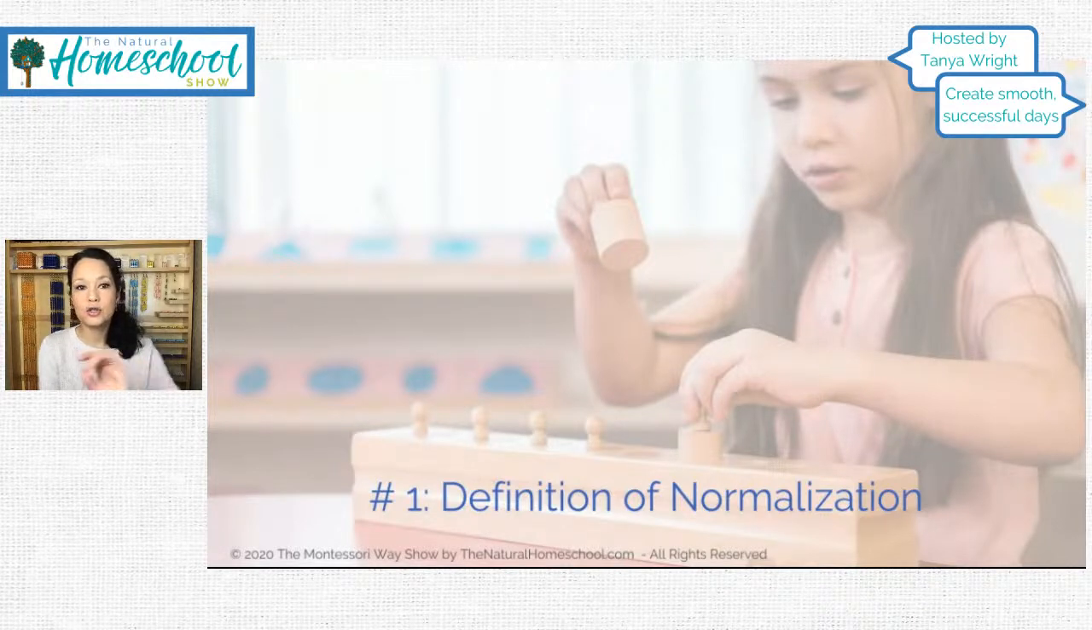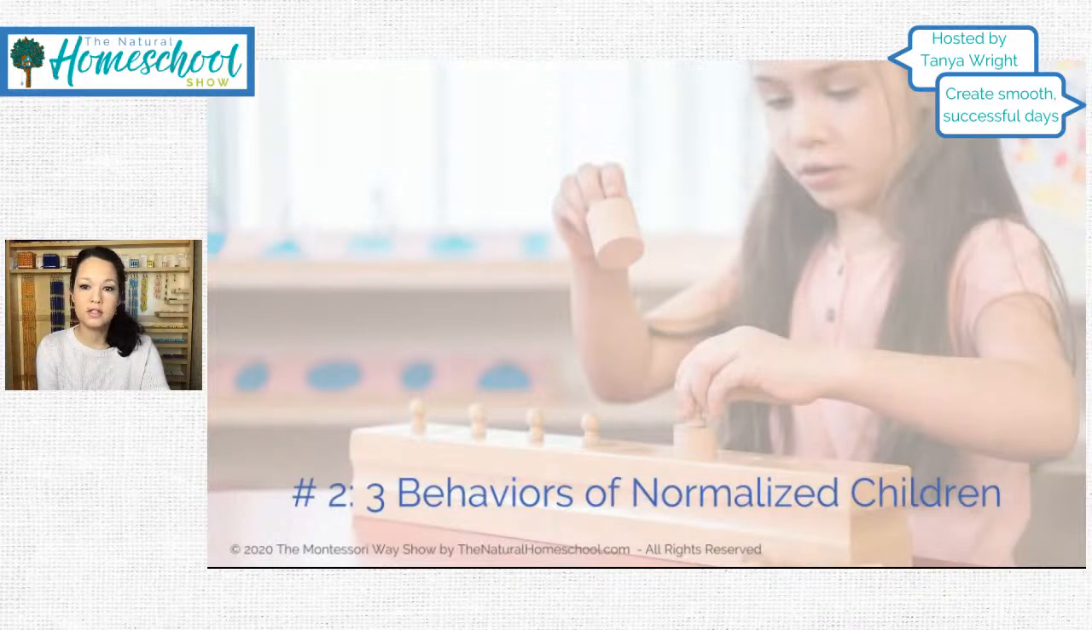All right, let's go to point number 2, the second part of our training, which is 3 behaviors of normalized children. If you have read Maria Montessori's books, she mentions about 14 behaviors of normalized children. There are many, but these 14, she goes deeper into them. Today, I will mention 3 briefly because I respect your time and I know that you are busy.